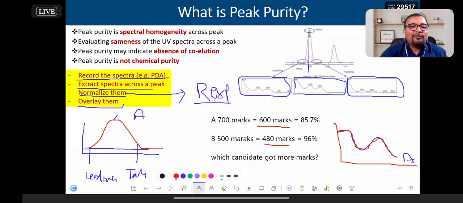So, got the importance of normalization? Type in yes in the comment box. That's the importance of normalizing: because of the concentration difference, because of the response difference. They have totally different responses. Here and here the response is not the same. So ideally you are going to have different spectra because of the response. And then overlay them.